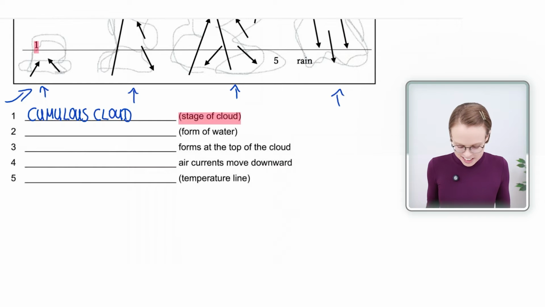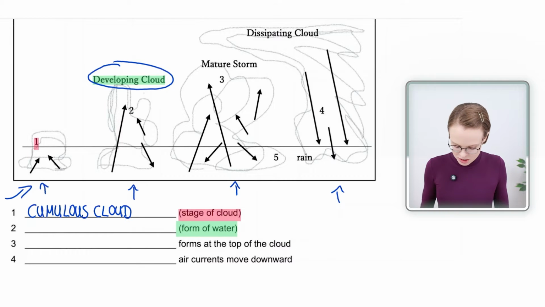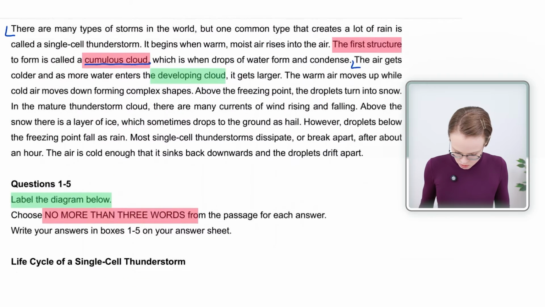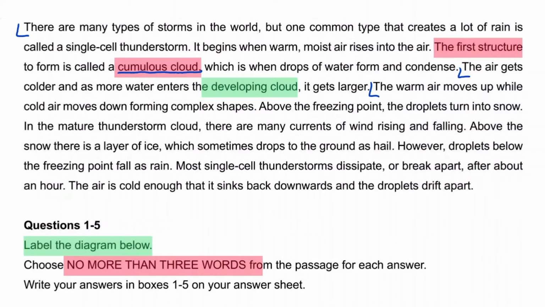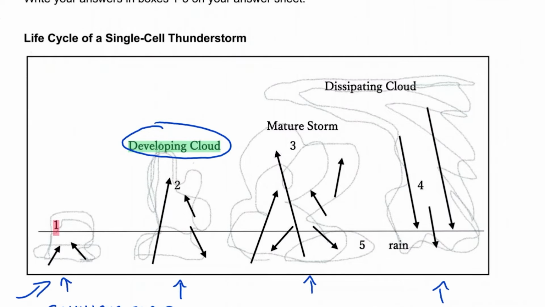Now, let's move on to question number 2. Here it says form of water. Let's have a look at the passage to see whether it says anything about a form of water here. Let's continue reading from here where it says the warm air. The warm air moves up while cold air moves down, forming complex shapes. This is what we can see here, right? So this is obviously warm air, and this is cold air that moves down.